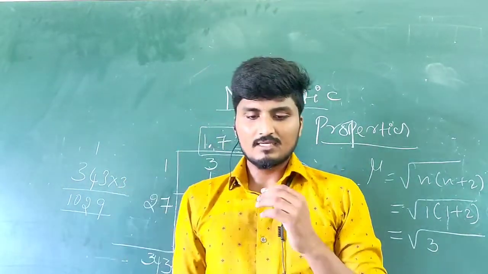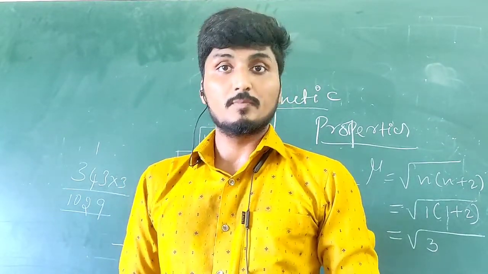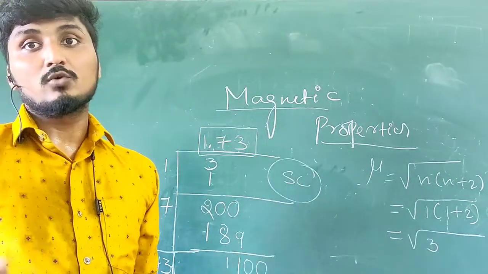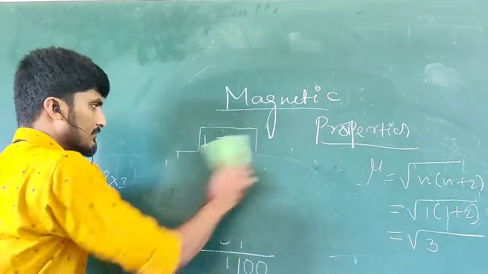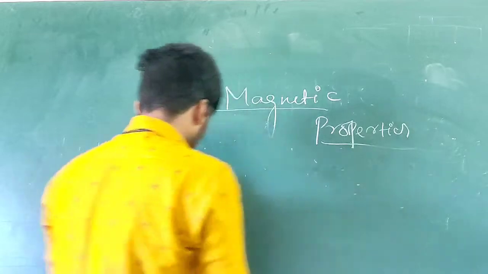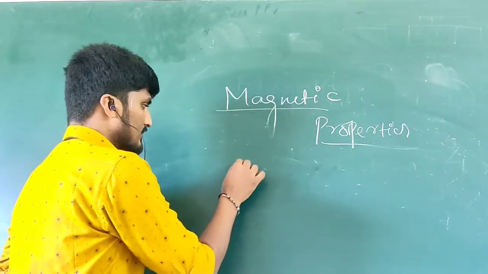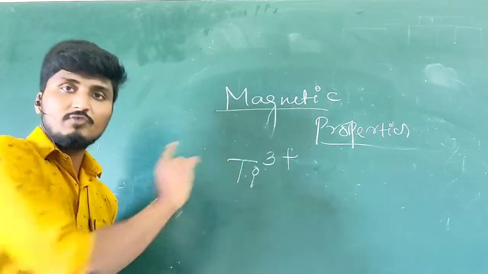So you can go with titanium 3 plus. If you are going with titanium 3 plus, 1 unpaired electron will come. Either you can do it with the metals, otherwise you can go with ions. So I will not take much time. I will explain one more example with ions. Say for example, sir, explain the titanium 3 plus. Okay, so if it is there like this.